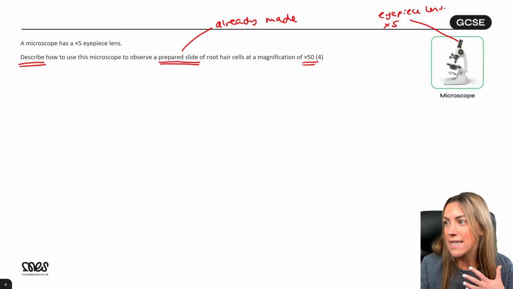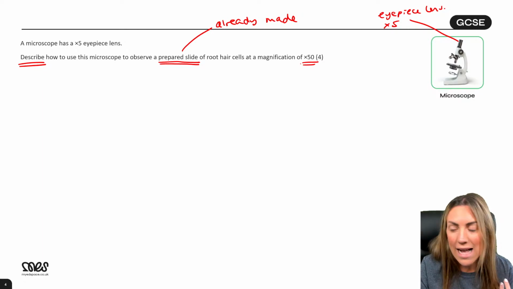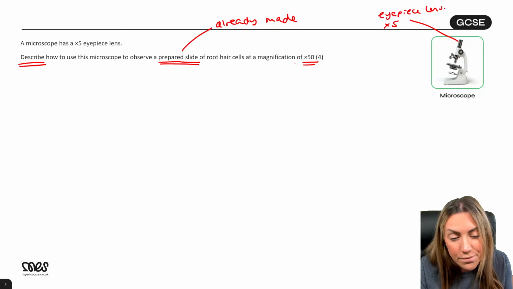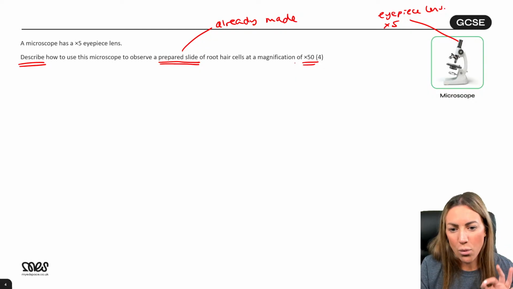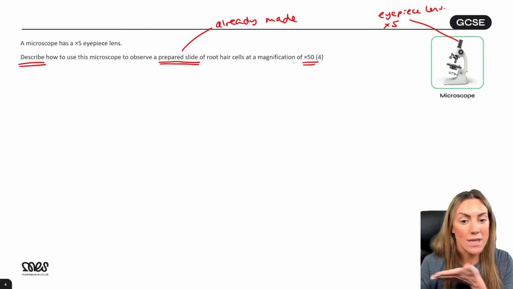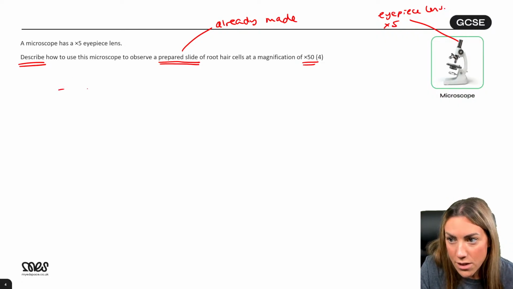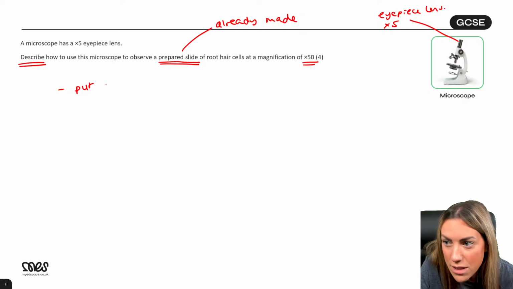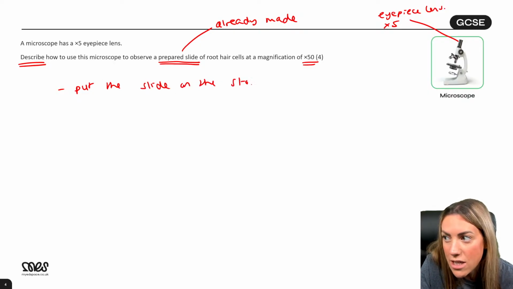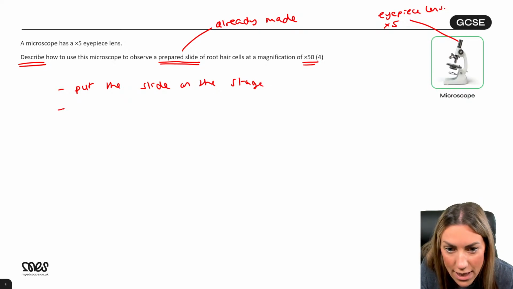So they've already got the root hair cells, they've already put them on the slide, they've already stained them, perhaps with iodine, like you said. So read the question carefully. It's already prepared. So we're starting with a prepared slide. We just need to go through the steps of actually viewing them on the microscope. So what would we say? Put the slide on the stage. Give me some more suggestions in the chat, please.